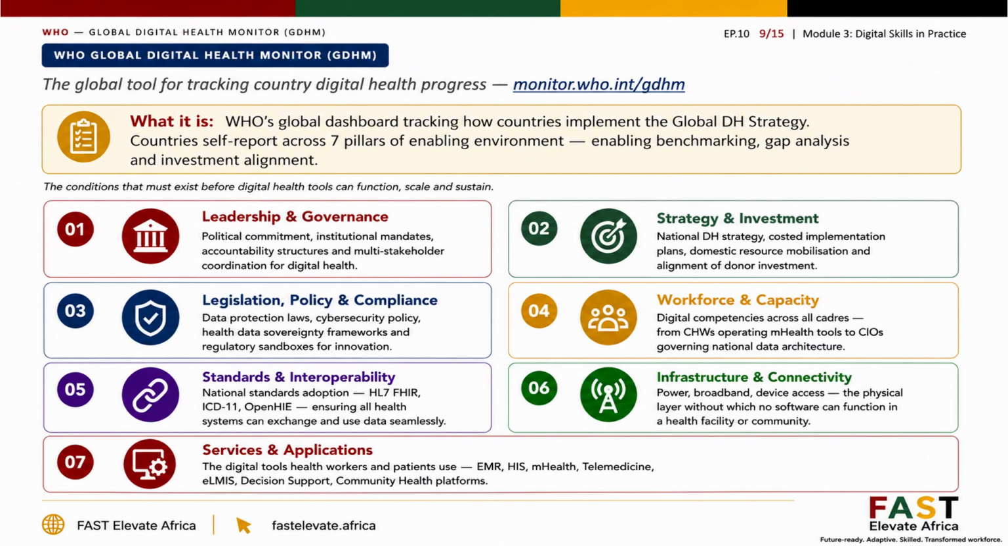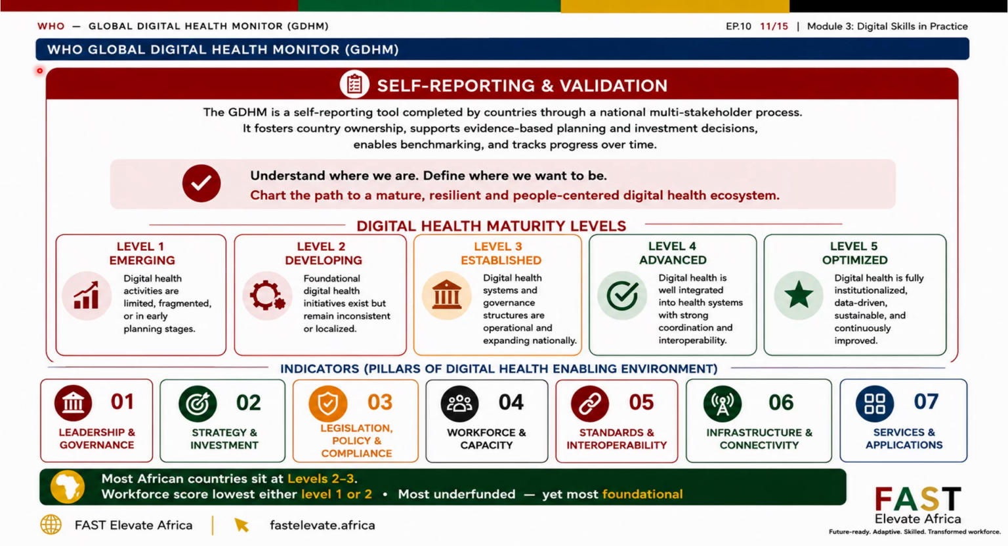If one component is missing, the whole system becomes weaker. The Global Digital Health Monitor is a self-reporting tool completed by countries through a national multi-stakeholder process. It fosters country ownership, supports evidence-based planning and investment decisions, enables benchmarking, and tracks progress over time. The 7 pillars we discussed in the previous slides are assessed across 5 maturity levels.